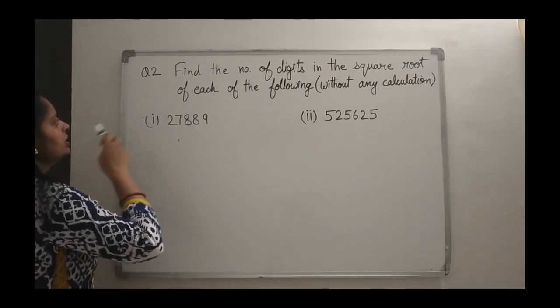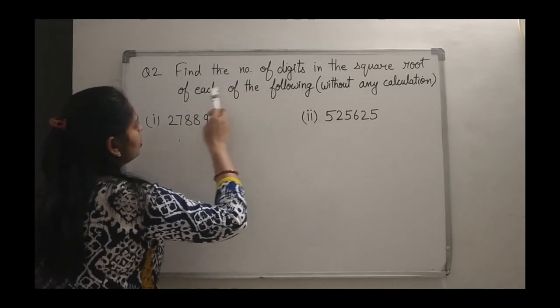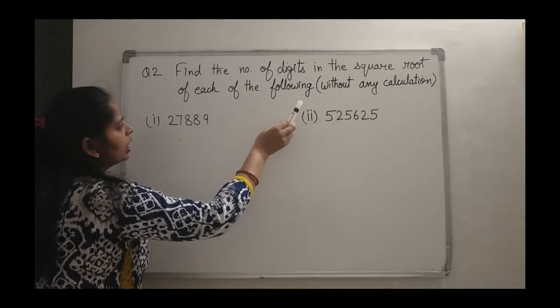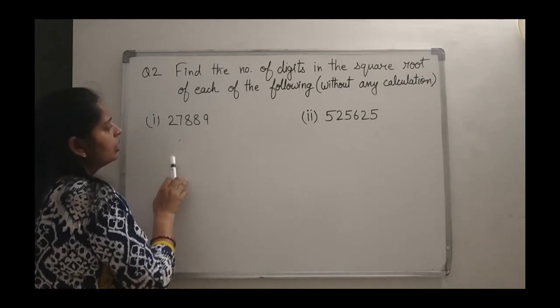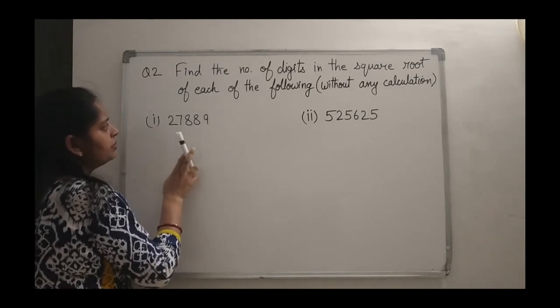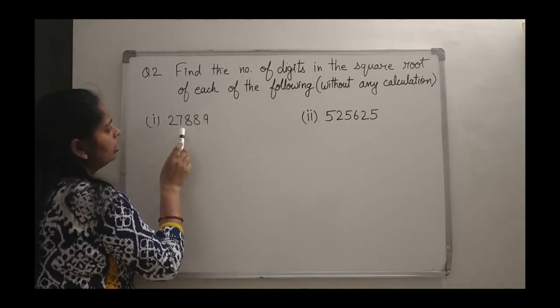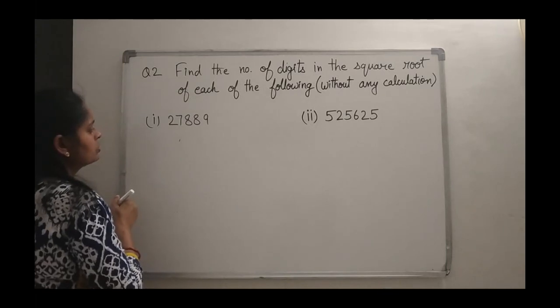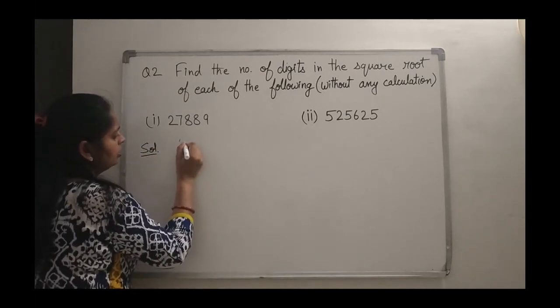Yes. Now see the second question. Find the number of digits in the square root of each of the following without any calculation. Means we don't have to find the square root of this. By just seeing this number, this is a perfect square number, and we have to find how many digits will be there in the square root of this. So I told you, we have discussed this in the previous video also.